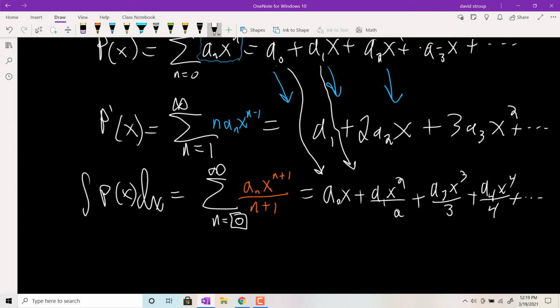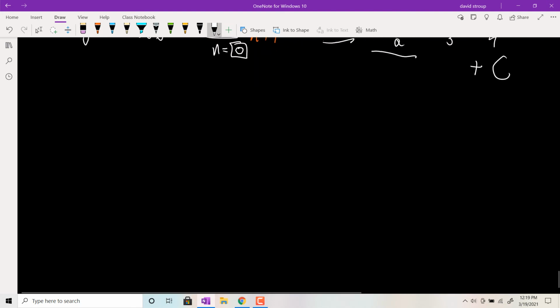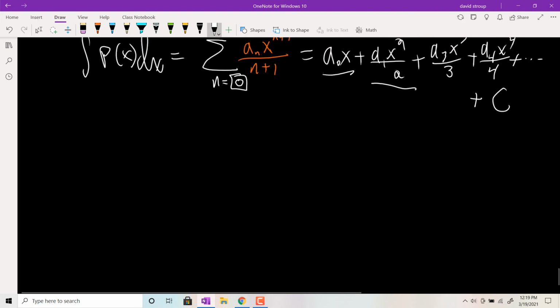Okay. So if you put in 0, you get a sub 0 x to the 1 all over 1, which is a sub 0 x. If you put in 1, you get a sub 1 x to the 2 all over 2, which is this guy. So it seems to work. And of course, there's a plus c after everything. So anyways, the radius of convergence will not change if you do this. So you're kind of safe integrating and differentiating, but you've got to be careful about the radius of convergence.